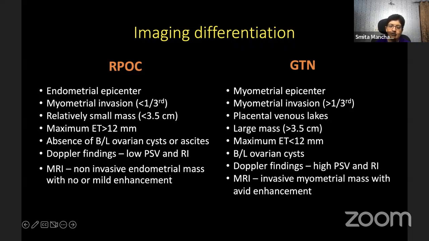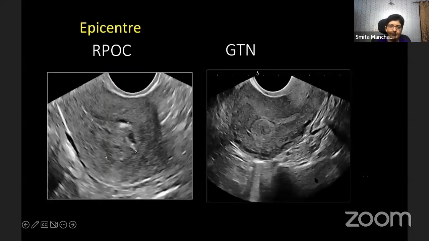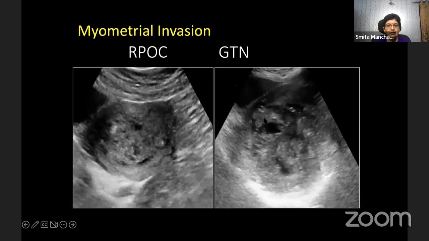And it's a non-invasive endometrial mass with mild or no enhancement. Whereas in GTN, primarily a myometrial epicenter, myometrial invasion, large placental venous lakes, large mass, and bilateral theca lutein cysts may be seen. On MR, again, invasive myometrial mass with avid enhancement. So just to show you the differences, see epicenter endometrial, predominantly myometrial.